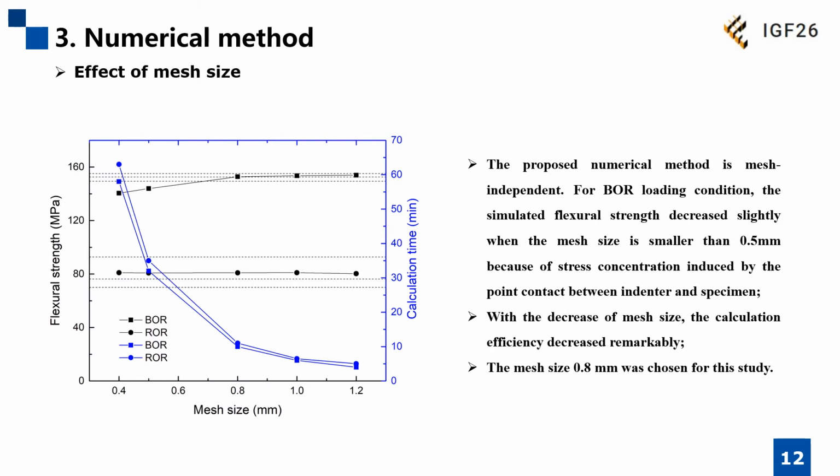This is the effect of mesh size on the simulation results. It can be seen that the proposed numerical method is mesh independent. For the ball-on-ring loading condition, the simulated flexural strength decreased slightly when the mesh size is smaller than 0.5 mm because of stress concentration induced by the point contact area between the indenter and the specimen. Also, with the decrease of mesh size, the calculation efficiency decreased remarkably. Finally, the mesh size 0.8 mm was chosen for the study.